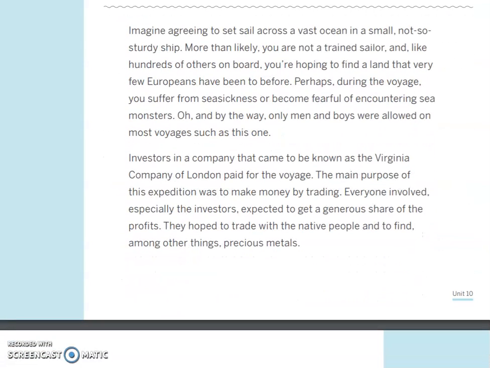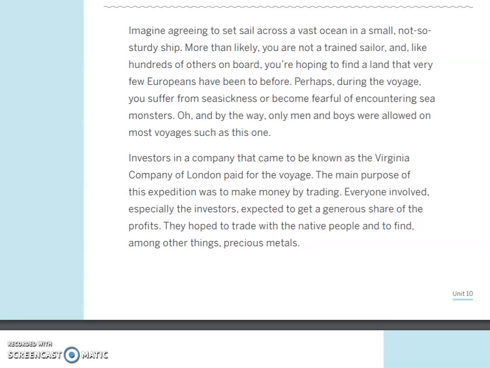Imagine agreeing to set sail across a vast ocean in a small, not-so-sturdy ship. More than likely, you are not a trained sailor, and like hundreds of others on board, you're hoping to find a land that very few Europeans have been able to before. Perhaps during the voyage you suffer from seasickness or become fearful of encountering sea monsters. Oh, and by the way, only men and boys were allowed on most of the voyages, such as this one.